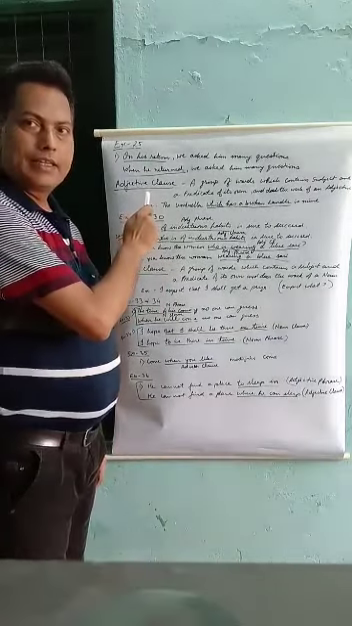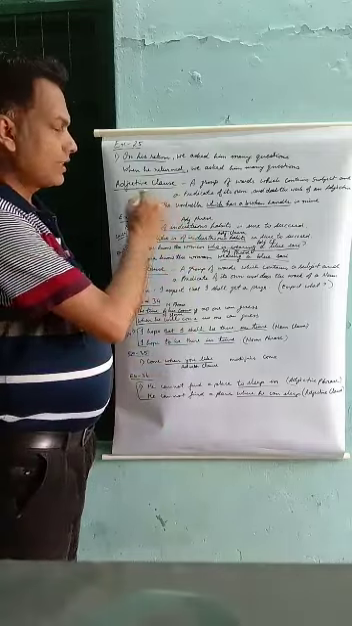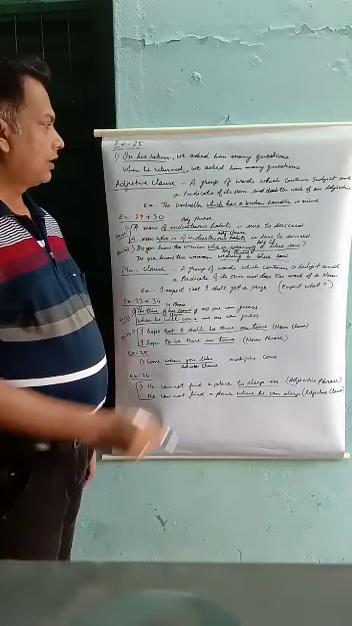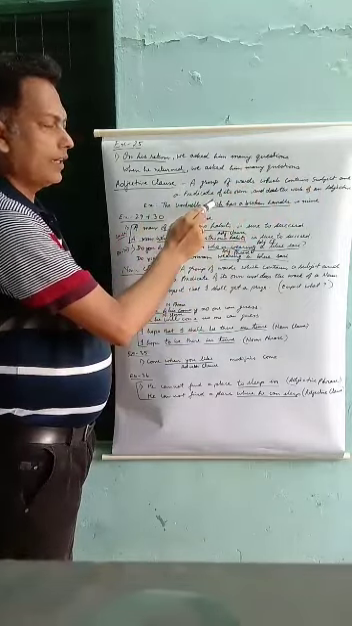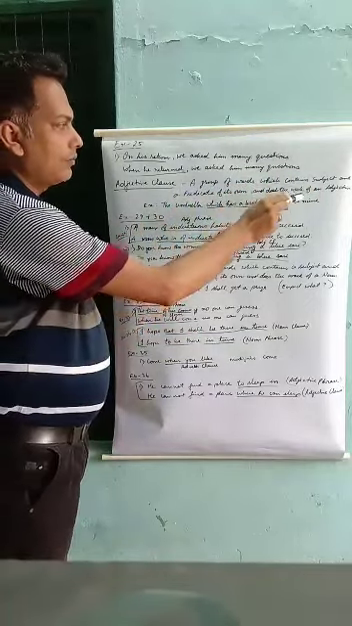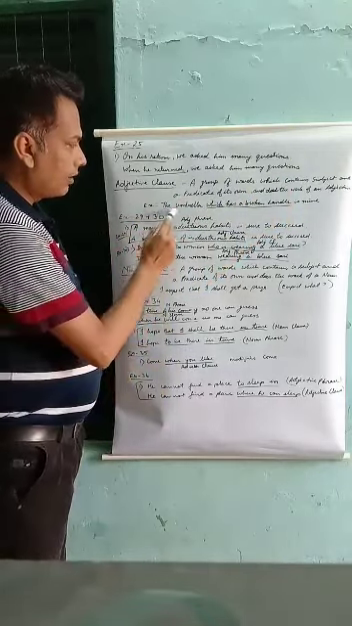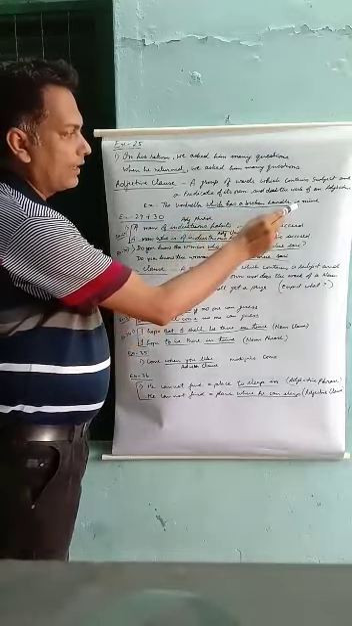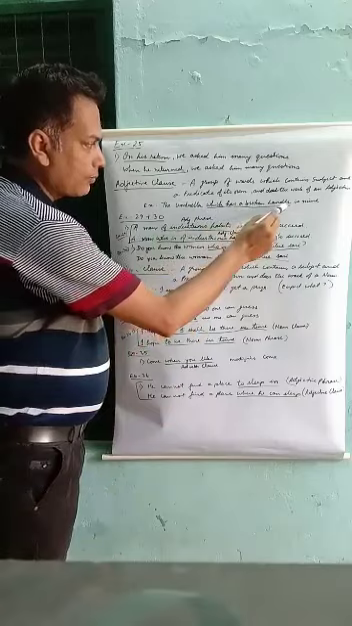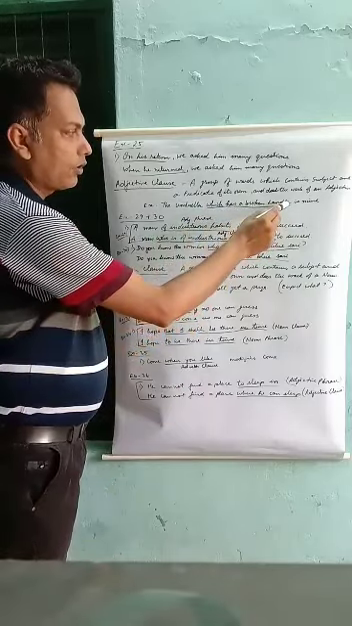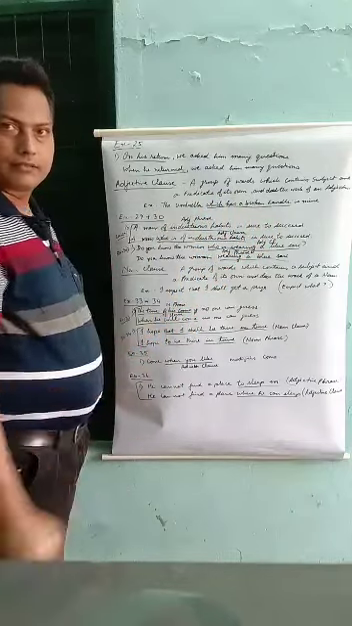Next topic is adjective clause. What's an adjective clause? A group of words which contains a subject and a predicate of its own and does the work of an adjective. Example: the umbrella which has a broken handle is mine. In this sentence, which has a broken handle is an adjective clause because it describes the noun the umbrella.